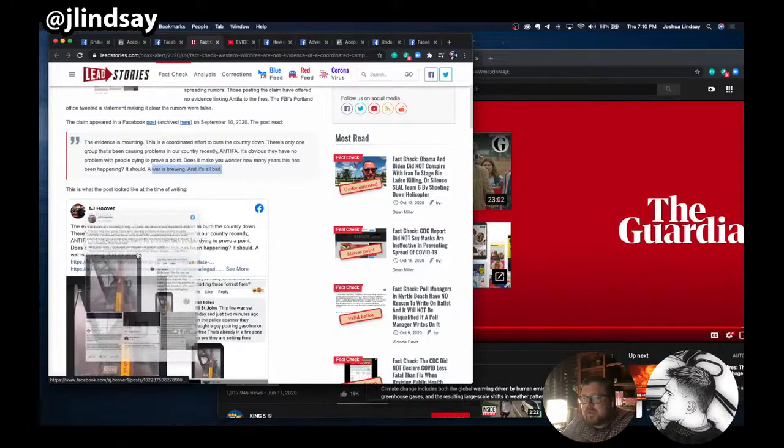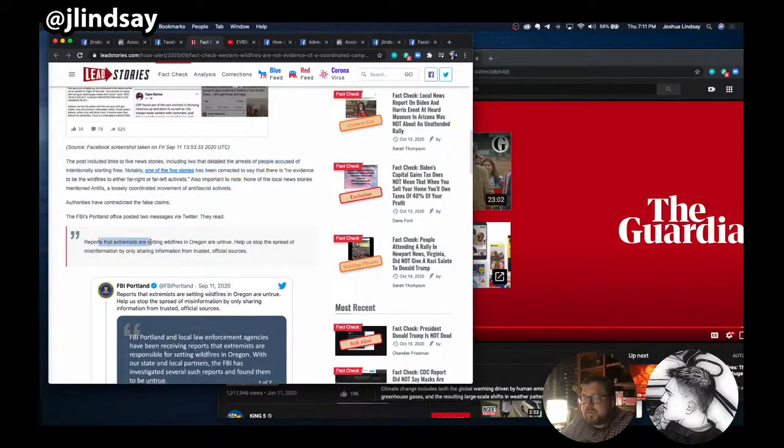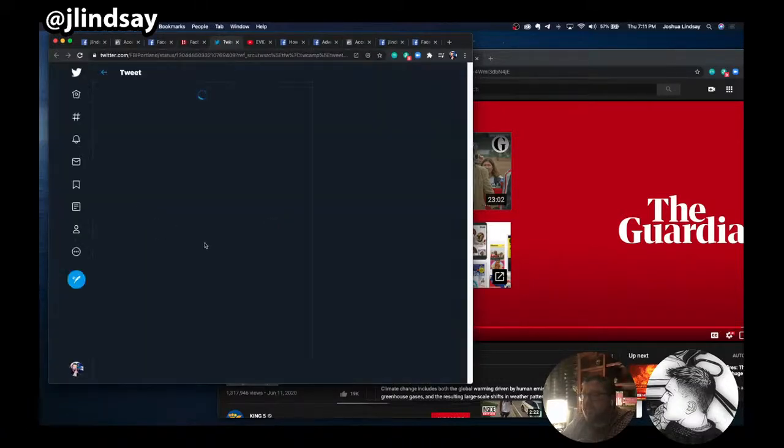The evidence is mounting. Okay, so the post included links of 5 news stories, including 2 that detailed the arrest of people accused of intentionally starting fires. Notably, one of the 5 stories has been retracted. Reports that exist. Blah blah blah. Authorities have contradicted claims. FBI reports that extremists are setting fires. Let's take a look.